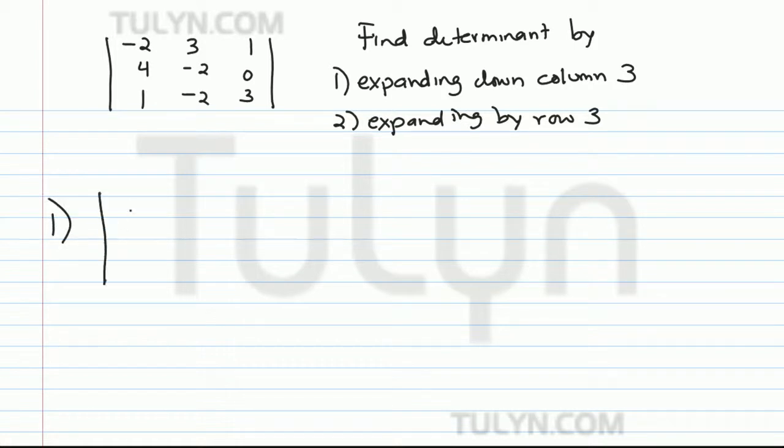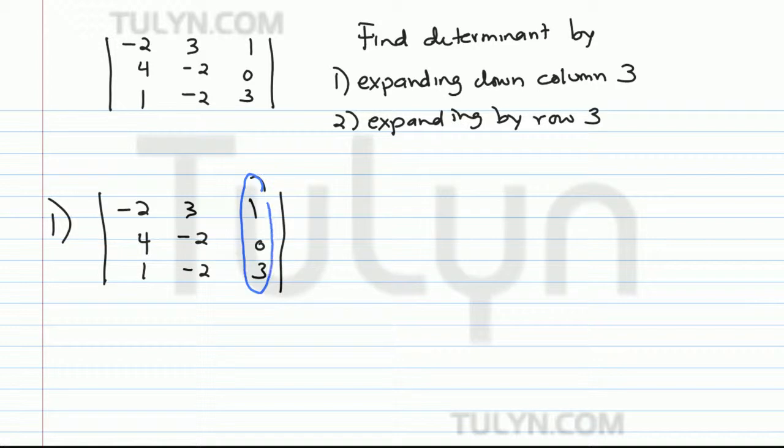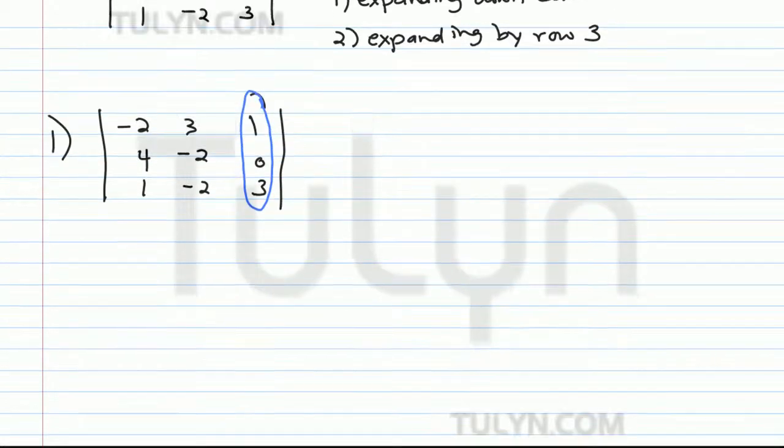So let's do the first one. I'm going to rewrite this. We're expanding down column 3, which basically means we're expanding down this column here. For the method of minors, the first thing you should do is write all the terms of the column. So 1, 0, and 3, and spread them really far apart from each other because we're going to be writing stuff in between.